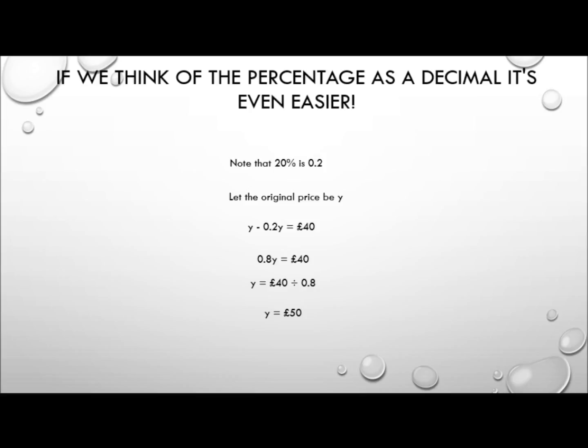If we didn't have a calculator, then we're left with y equals 40 divided by 8 over 10, which is the same as 40 times 10 divided by 8, which is 400 divided by 8, which we divide by 2, and we end up with £50 again.